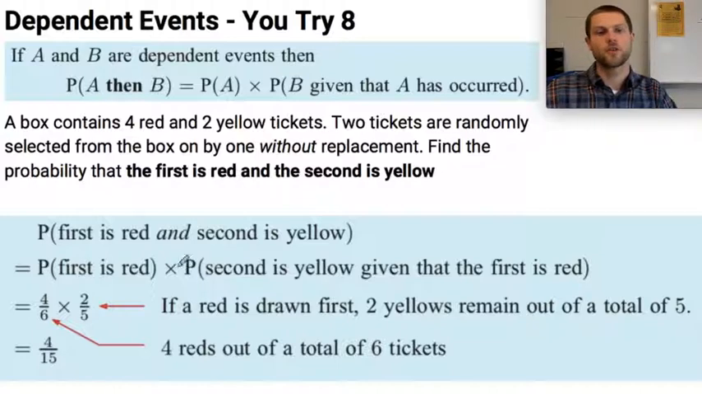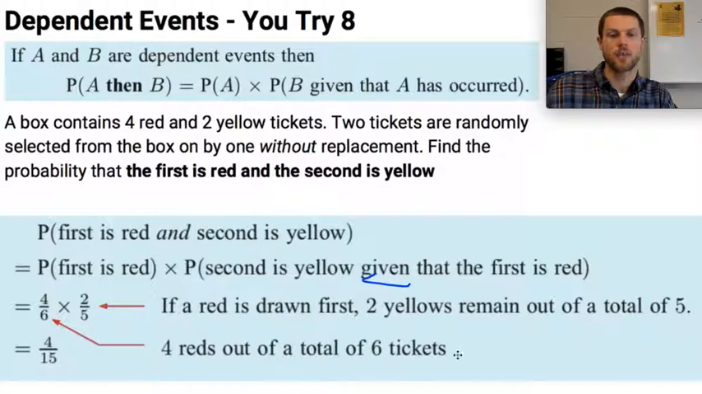All right, so the answer for this one, I want to multiply the probability of the first ticket being red times the probability that the second is yellow, given that the first is red. So 4/6 represents how many reds out of the total 6 tickets. 2/5 represents the number of yellows that remain out of the 5 left, since I have removed the first ticket. Multiplying those two things together gives me 4/15.